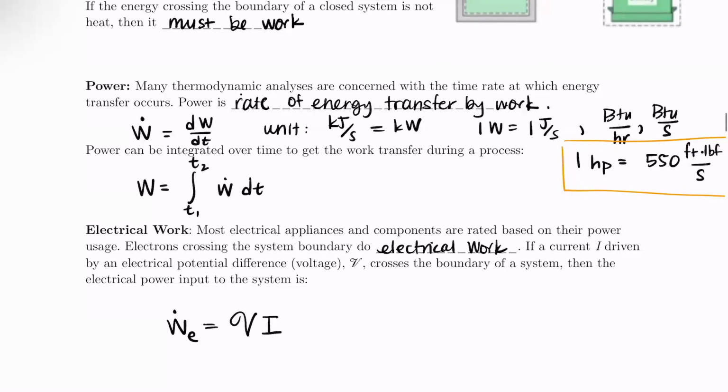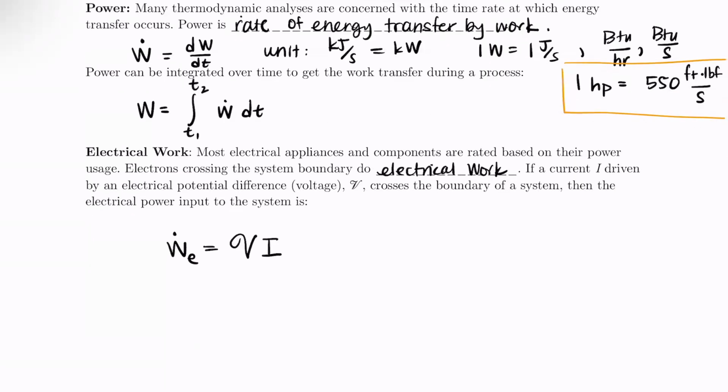All right. So for example, if we have an electrolytic cell, for example, and this is our system boundary.